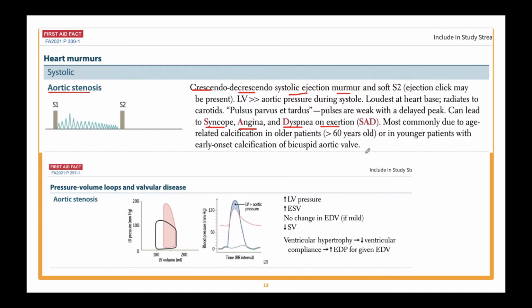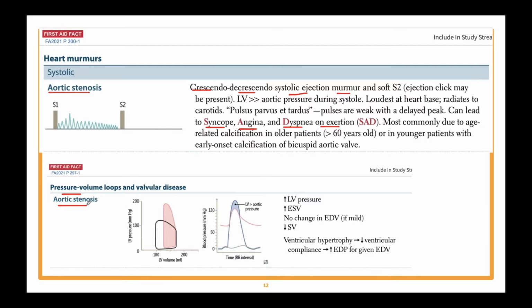Now, if you take a look at the bottom, that pressure volume table, you can see there in aortic stenosis, what ends up happening is you get an increase in left ventricular pressure, okay? You have less blood being able to make it across that stenotic aortic valve, so you have a little bit of buildup and some pressure building up in your left ventricle, okay? With the decreased stroke volume.